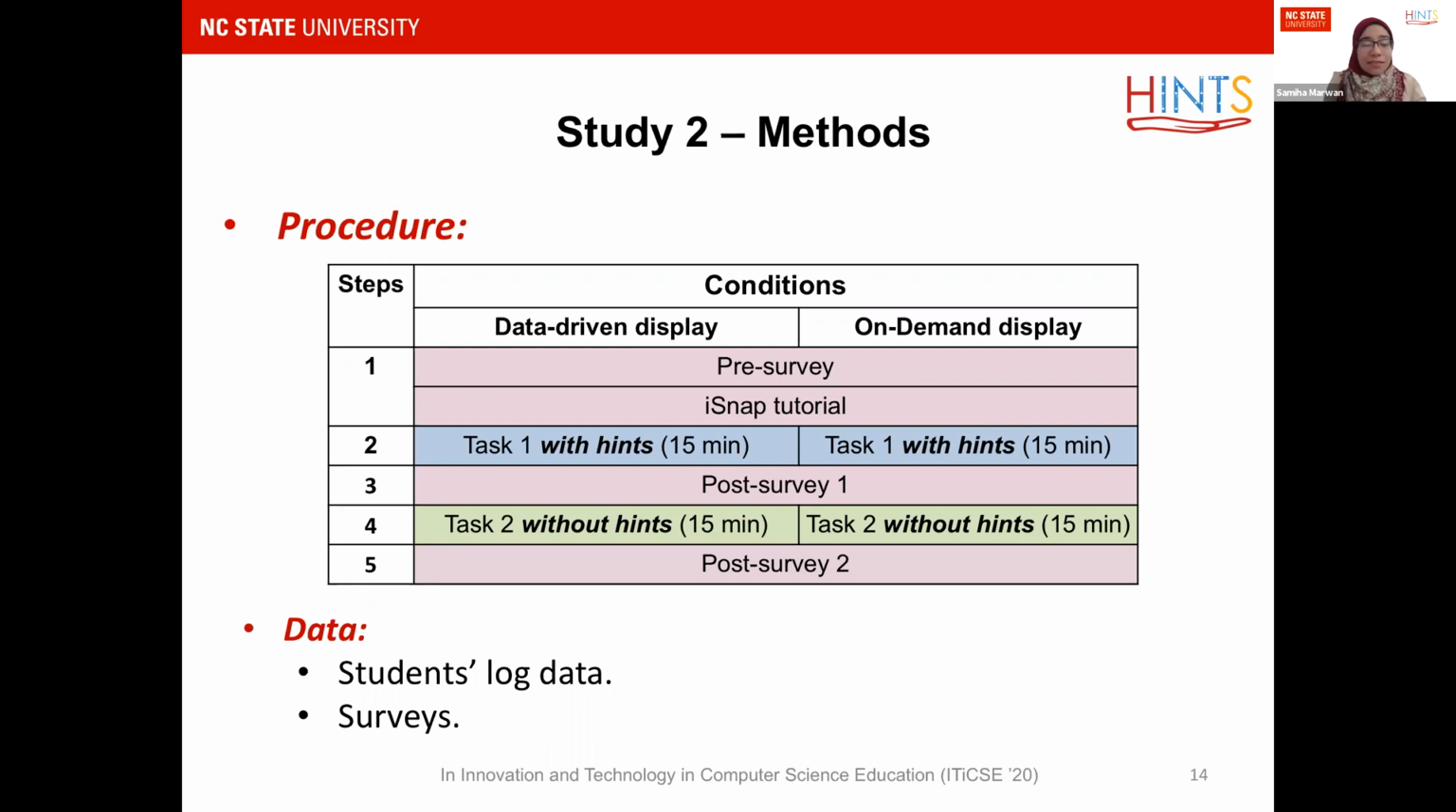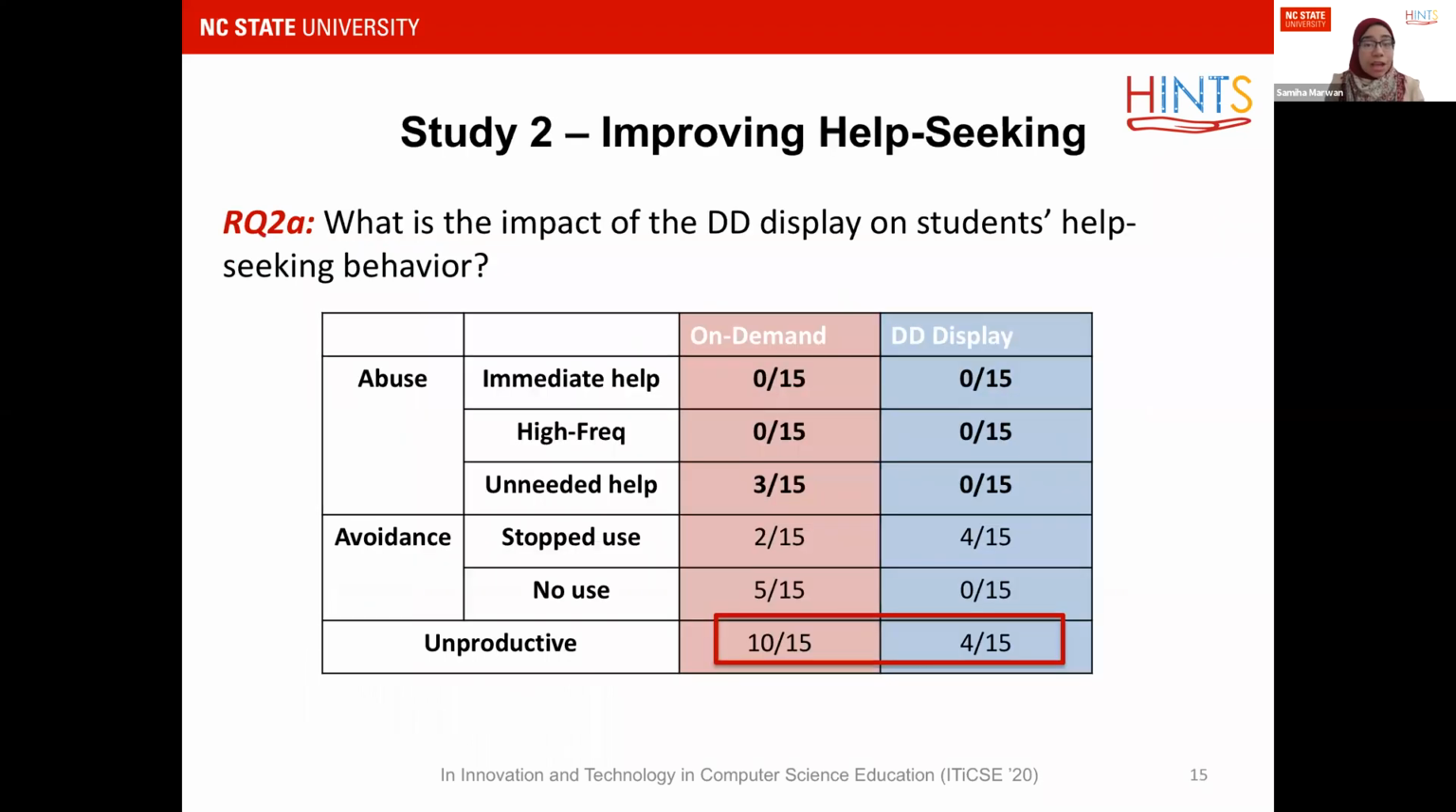And then at the end, they had the second survey, actually both surveys, just to understand students' experience and their perceptions about the whole programming environment. The data was students' log data and surveys. Our first sub-research question is: what is the impact of the data-driven display on students' help seeking? We found that with the data-driven display, only 4 out of 15 students had unproductive help seeking behavior, and 10 out of 15 students in the on-demand condition had unproductive help seeking behavior.